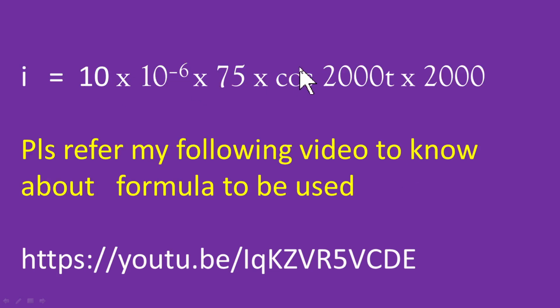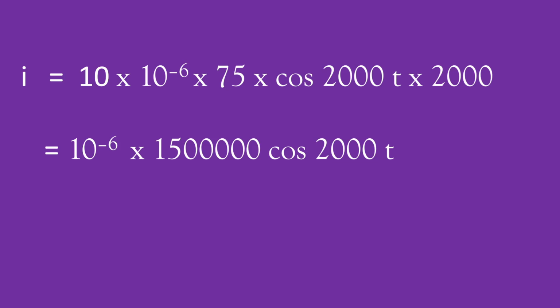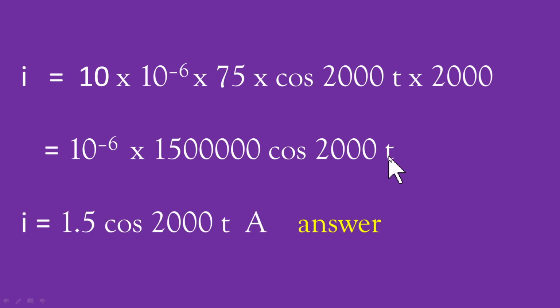Okay, how to differentiate? For sine of 2000t, it is cos of 2000t into 2000. 75 is the constant value. It is 10 power minus 6 into 150000 into cos of 2000t. So it is equal to 1.5 into cos of 2000t amps, because it is current. Okay, so this is the required answer.